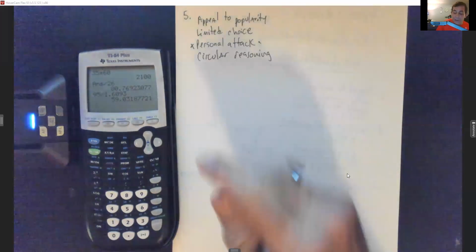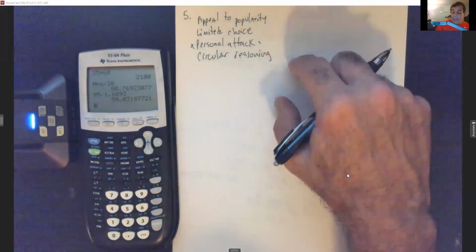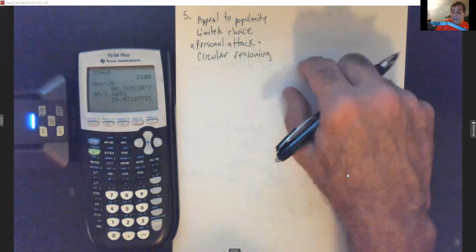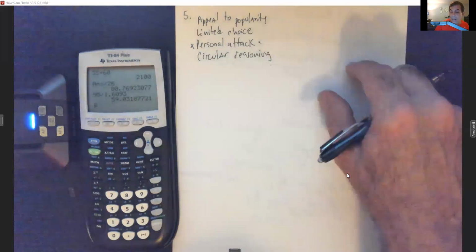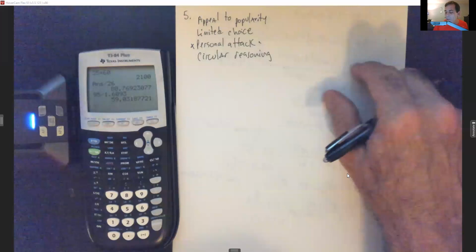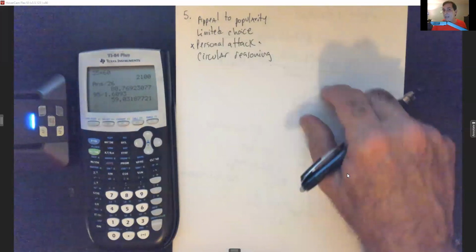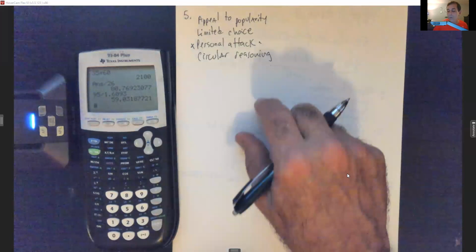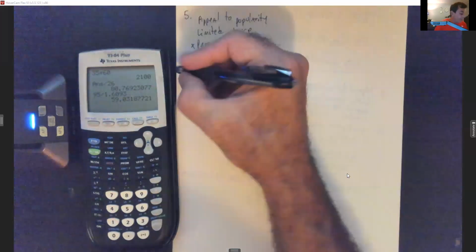And then circular reasoning would be when the statement and the conclusion have the same meaning. It doesn't go anywhere. It's like repeating itself.